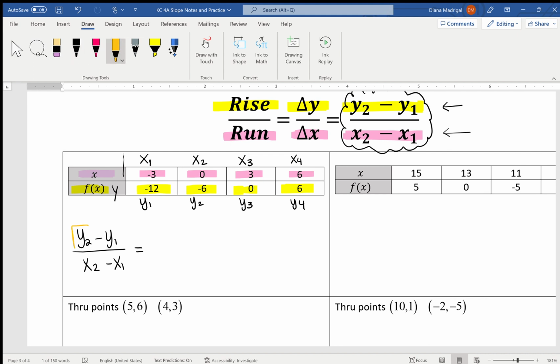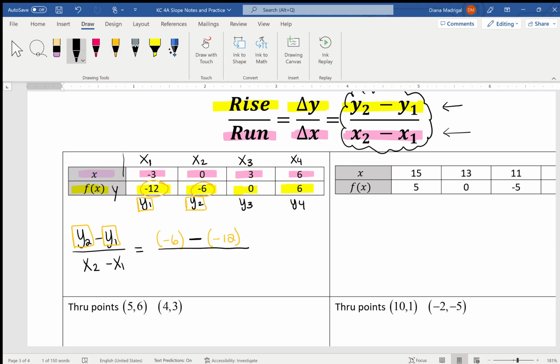All right, so here we go. Y2, I'm going to plug in a number for Y2. Y2 is right here. What number is that? -6. Every time you have negative numbers, make sure you put them in parentheses. If not, you're going to get confused. All right, next, minus. Minus, that's a subtraction sign. My y1 is right here. What number is that? -12. I'm putting in parentheses. I'm going to put -12.